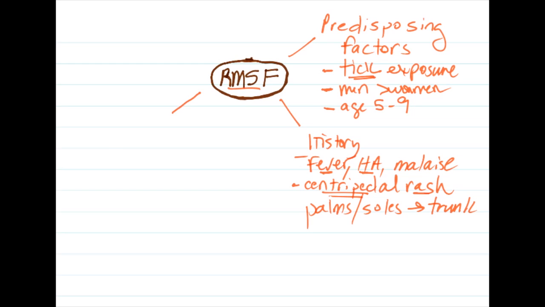Exam findings would really be limited to the aforementioned rash, which is notably usually blanching on exam. Other findings could include hepatosplenomegaly. Despite the headache and fever, meningeal signs would be rare, so this should make you think about other diagnoses on your differential. Let's talk about some of these key distracting diagnoses for Rocky Mountain Spotted Fever.